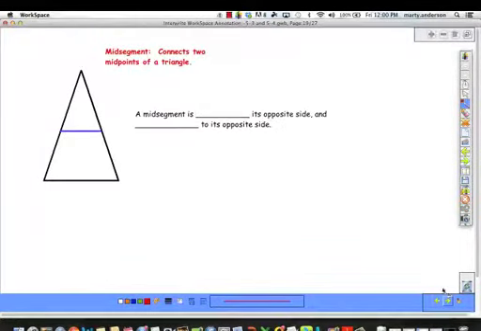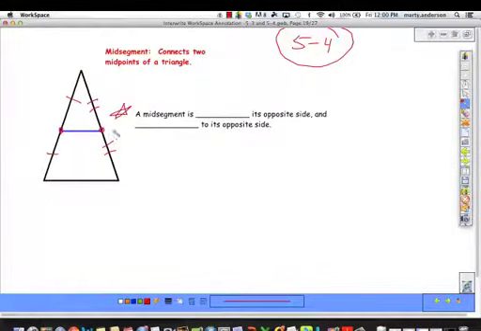Let's go down the line. We're up to 5.4 now. A mid-segment connects two midpoints of a triangle. So if we're connecting a midpoint to a midpoint, that means this is congruent to this, and this is congruent to this. This is the most important thing we've got going on with mid-segments. A mid-segment is half its opposite side and parallel to its opposite side.